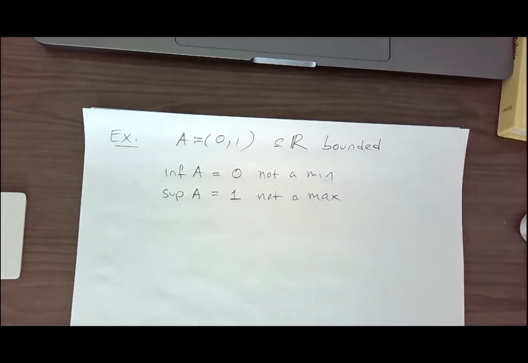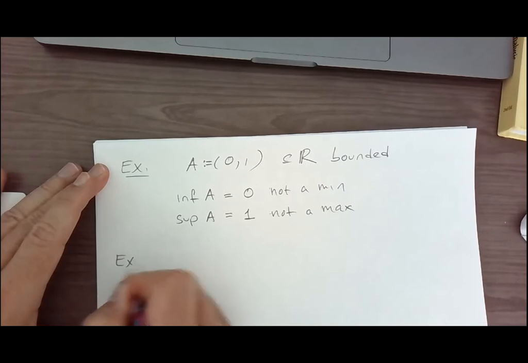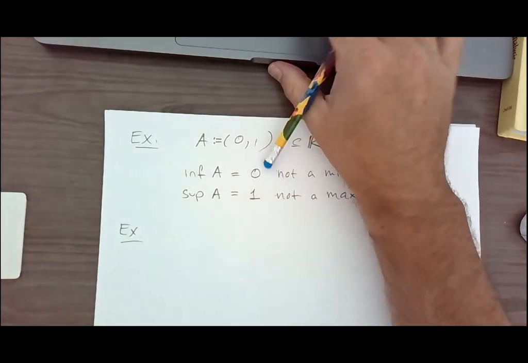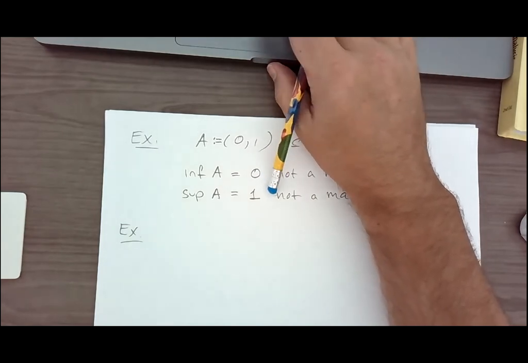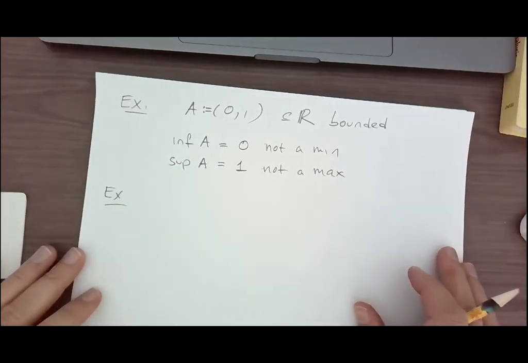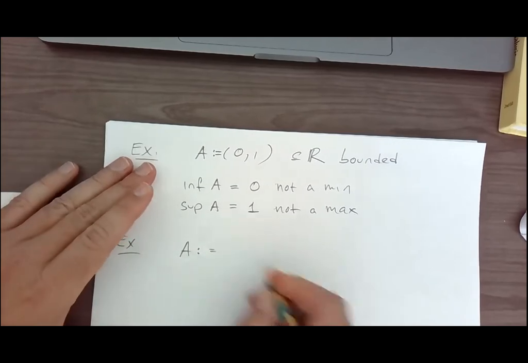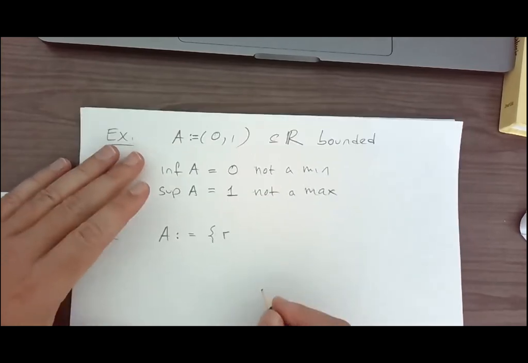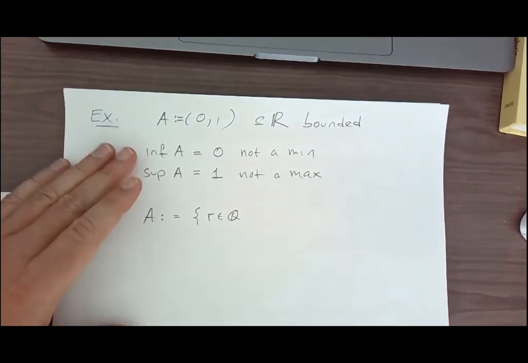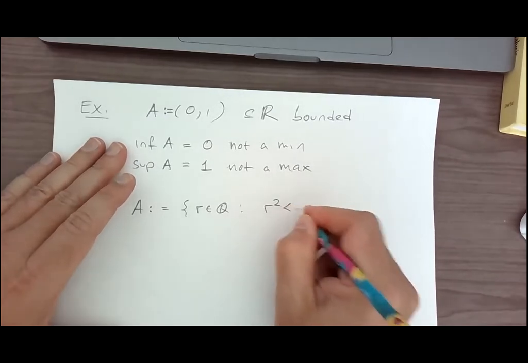Let me find the next one. So let me try to look at this square root problem that we had before. Let me look at the set A to be those rational numbers such that r squared is less than 2.